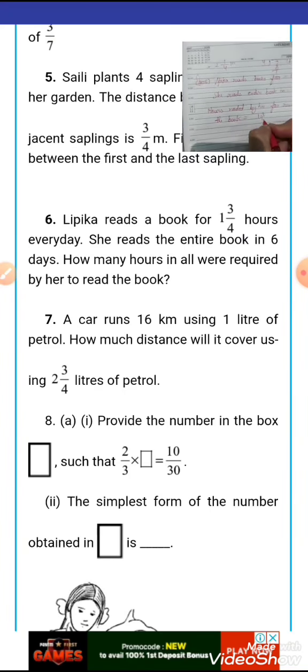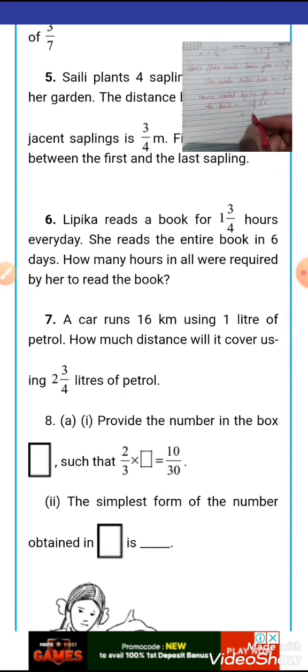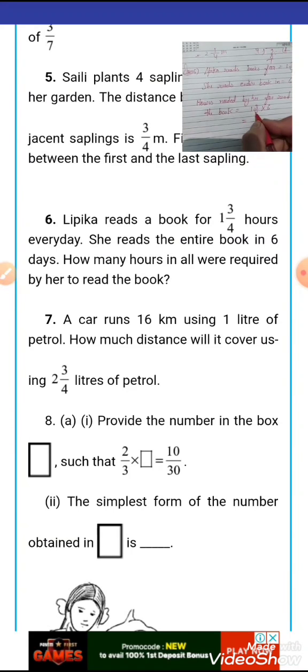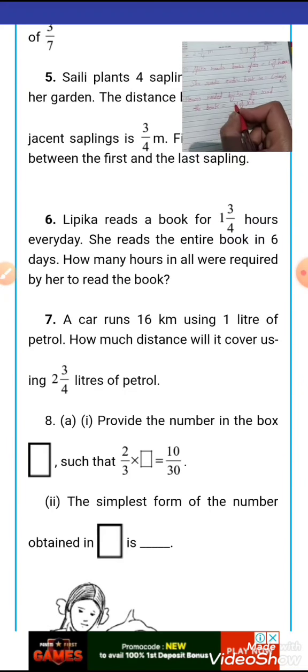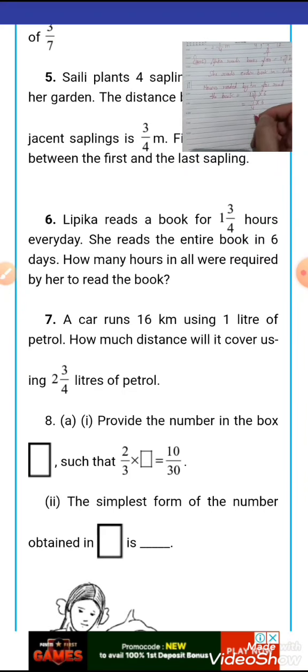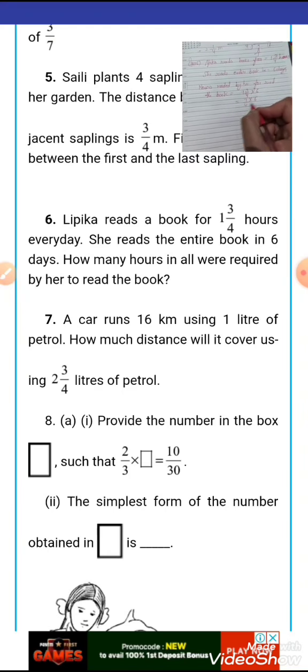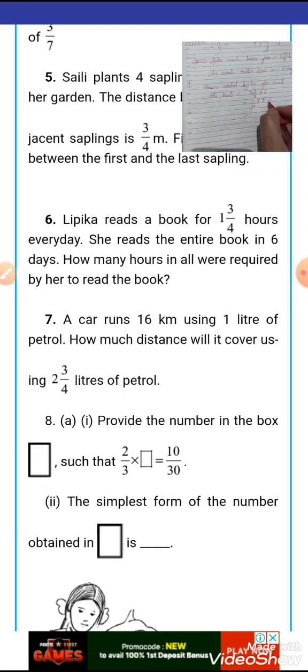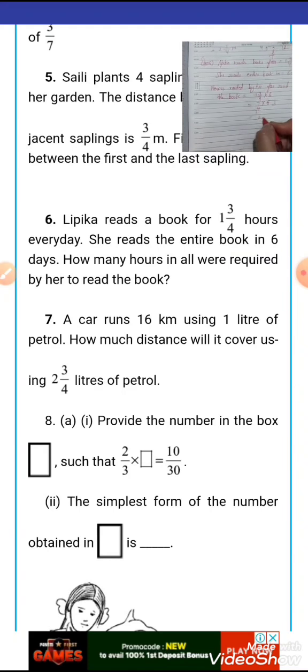First we reduce this mixed fraction into an improper one. For this 4 multiplied by 1 is 4 and plus 3 is 7. So 7 upon 4 multiplied by 6. Now we can cancel out 4 and 6. 2 ones are 4, 2 threes are 6. So after multiplication we have 21 upon 2.